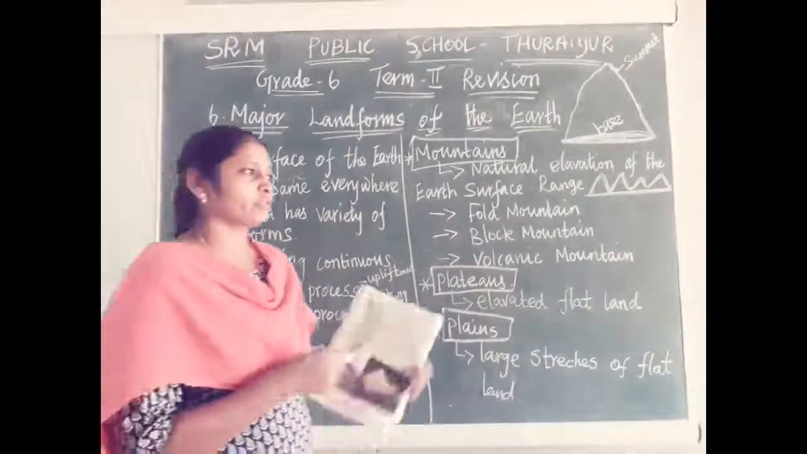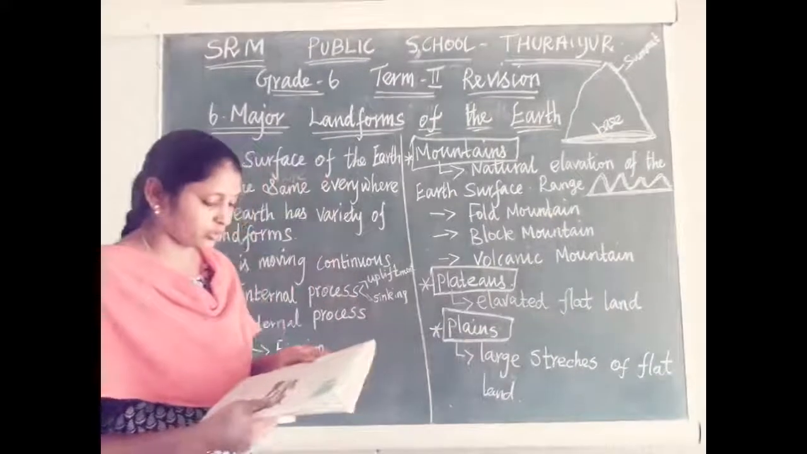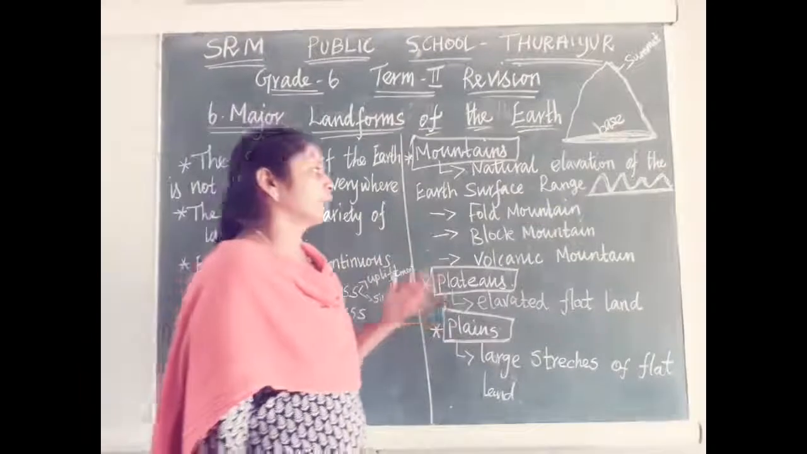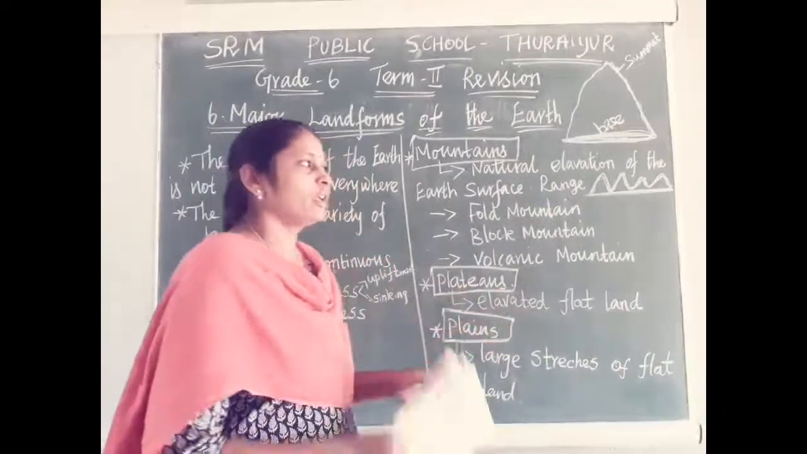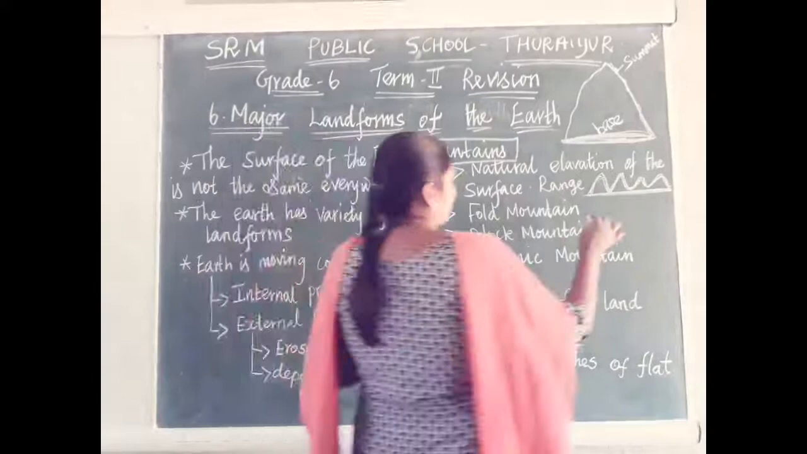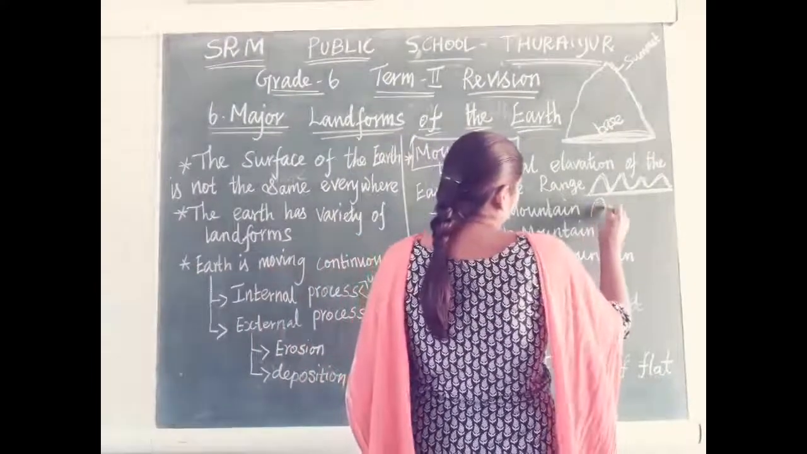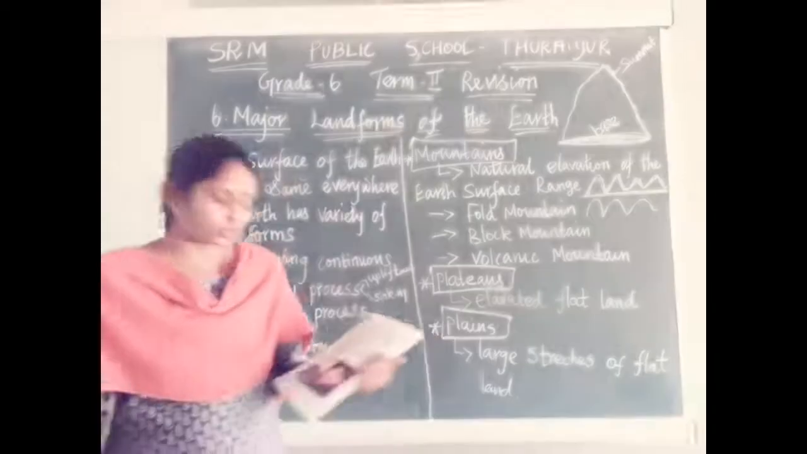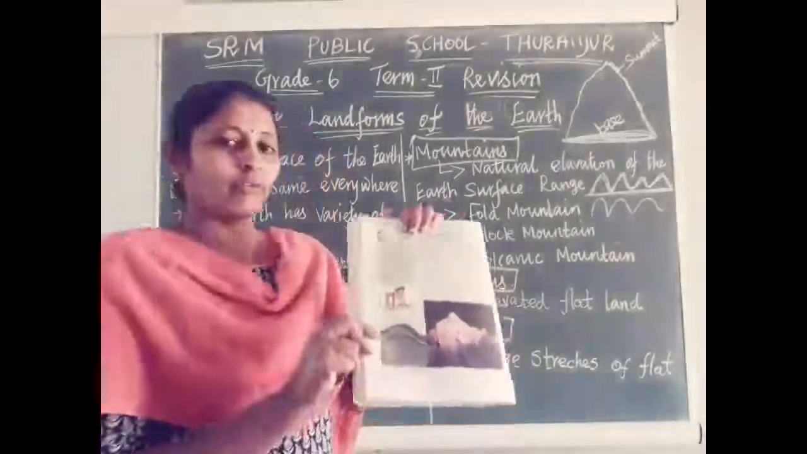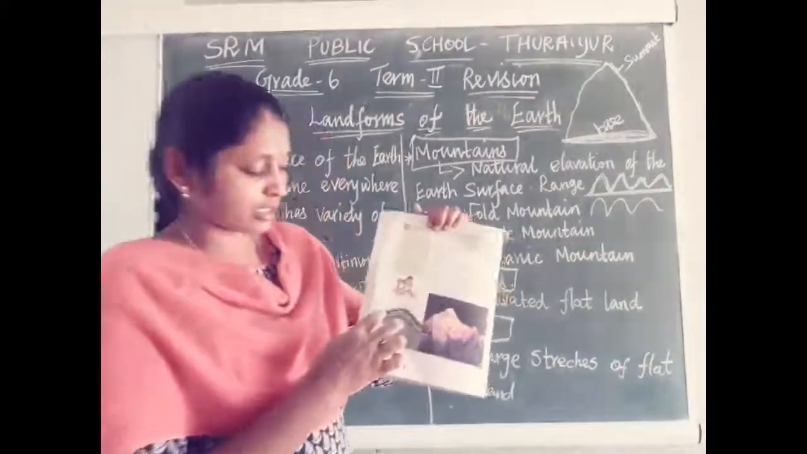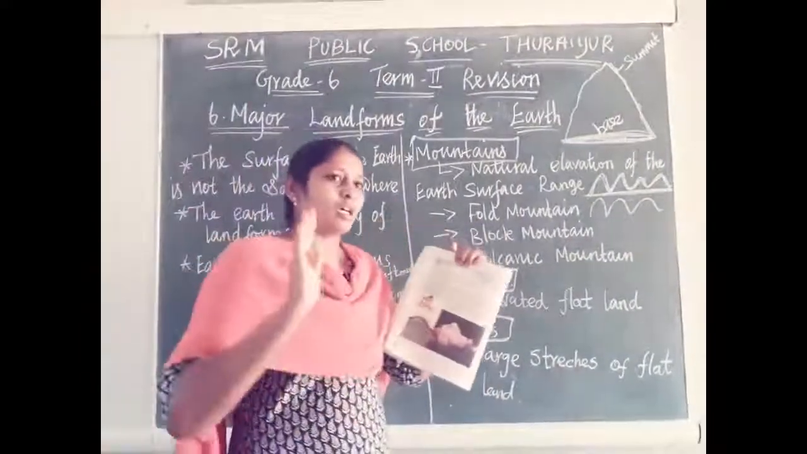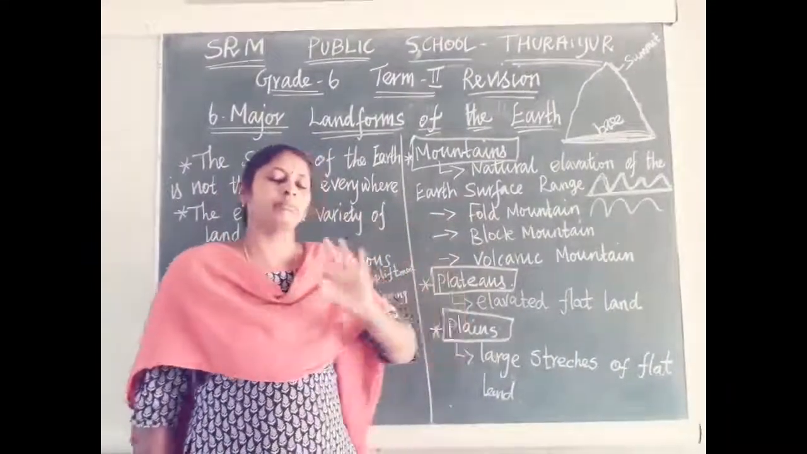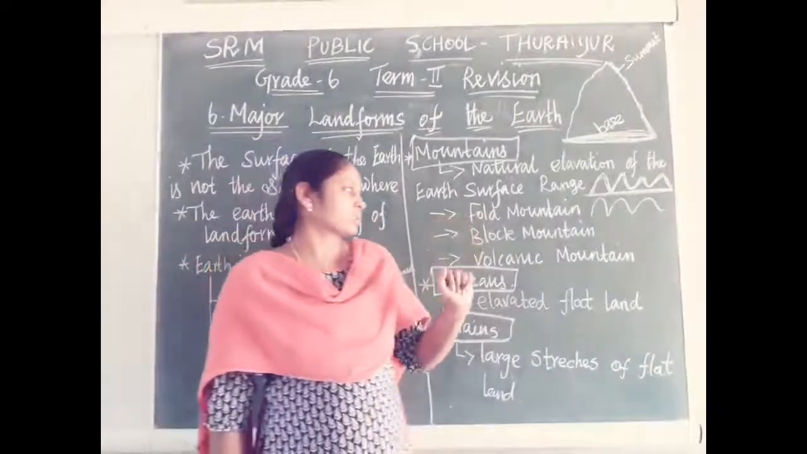First is the fold mountain. The best examples of fold mountains are the Himalayan mountain and the Alps. When these mountains are formed, the structure is fold-like, which is why they are called fold mountains. When the crust pushes the magma continuously, we can get a fold mountain.